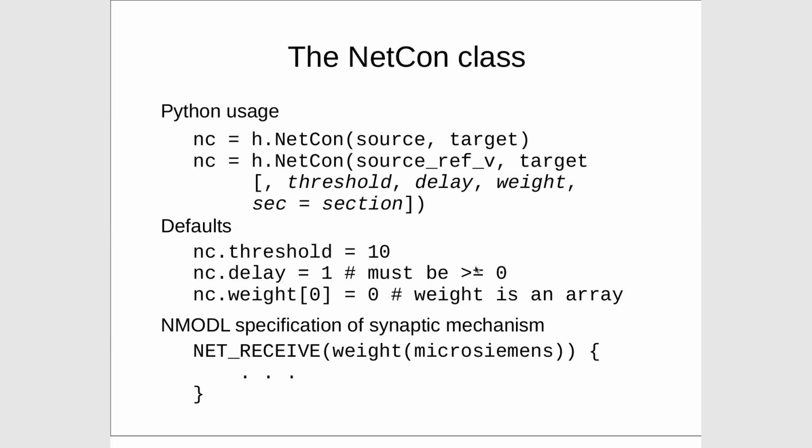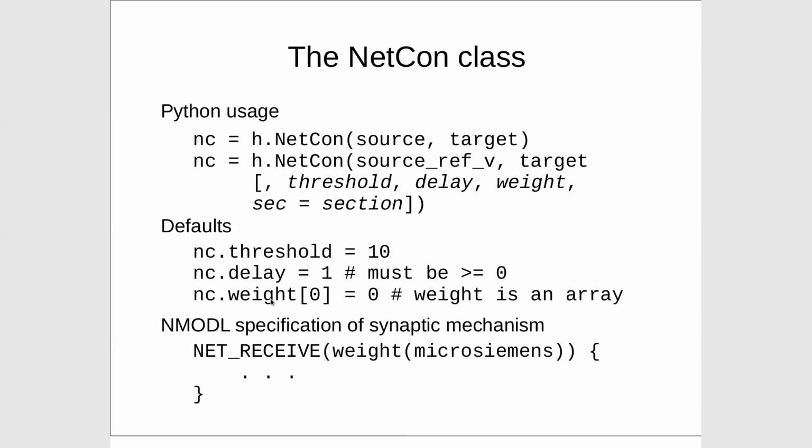The default value for the delay associated with the NetCon is 1 millisecond. It has to be non-negative. Okay? And if we're going to be dealing with network models that are distributed over multiple processors, it actually has to be greater than 0. Okay, the delay. But by default, it's 1 millisecond. And we have a NetCon weight, which is the strength of the perturbation. It's actually an array. The 0th element, the first element of the weight vector, is generally treated by the synaptic mechanism as a measure of how strong the perturbation is going to be.